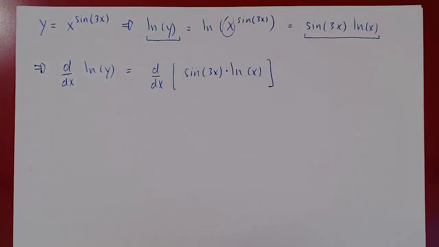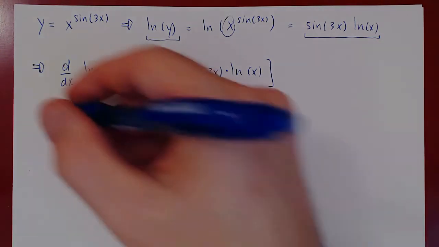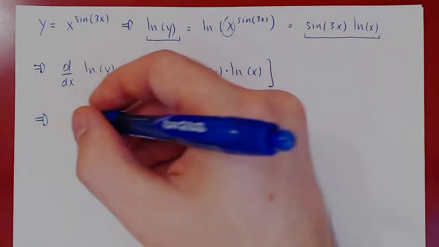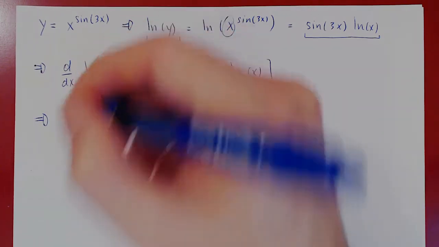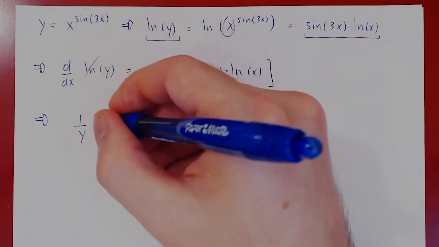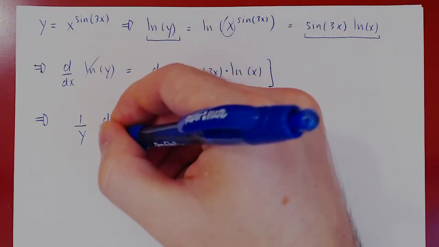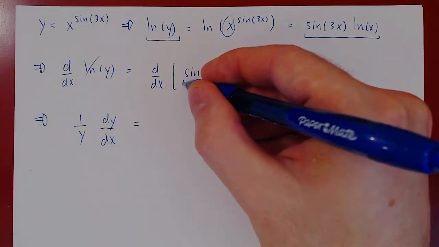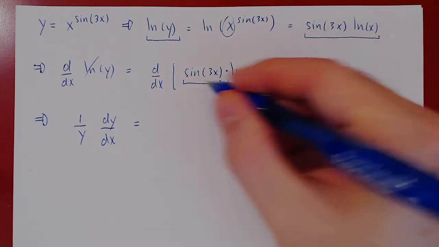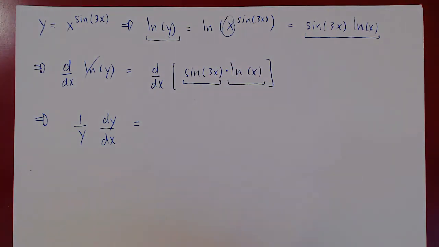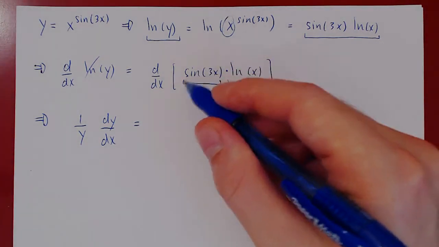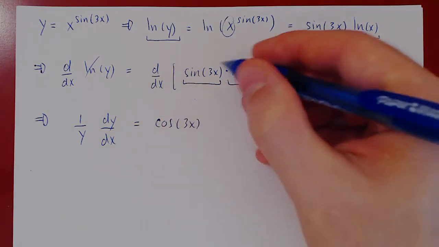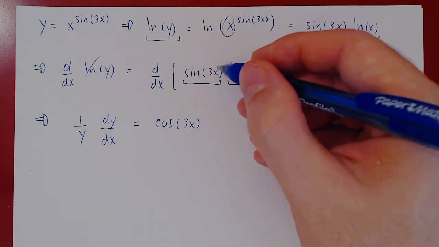Once again, we have a product, so we'll use here the product rule. As in the previous example, the derivative of ln of y with respect to x will be 1 over y, chain rule times dy over dx. This will be equal to, and here we use the product rule. And be careful on the sine of 3x, we'll have to also use the chain rule. Derivative of sine is cosine, so cosine of 3x, times the derivative of the argument, which is 3.